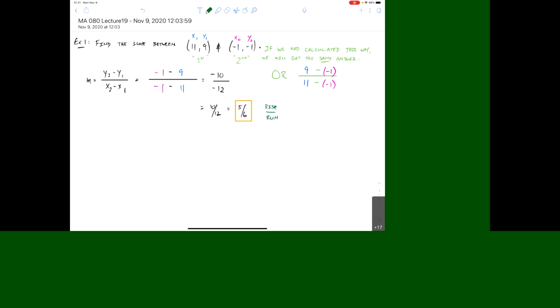So that means you go up 5. This implies that you go up 5, and then you run right 6, because the slope is positive. So that's the visual take or interpretation of these 2 points if you're trying to connect them, as well as make any additional points to graph it.